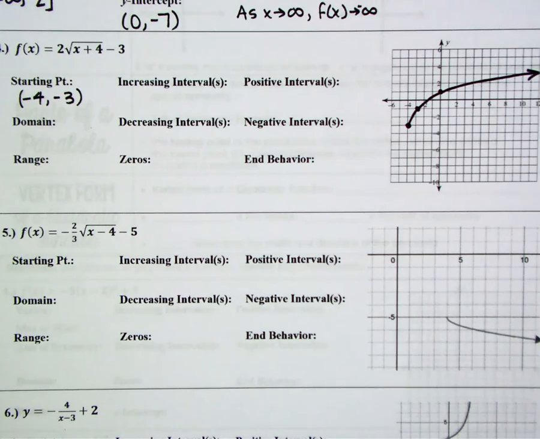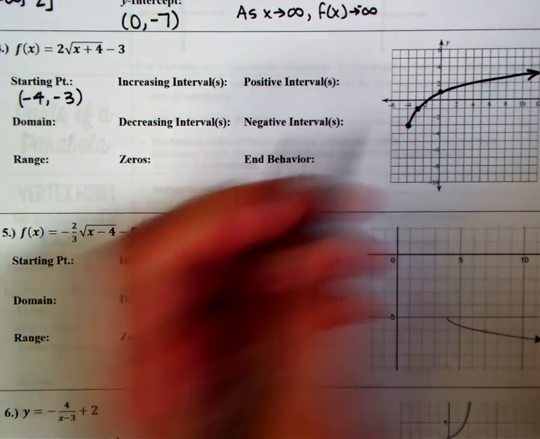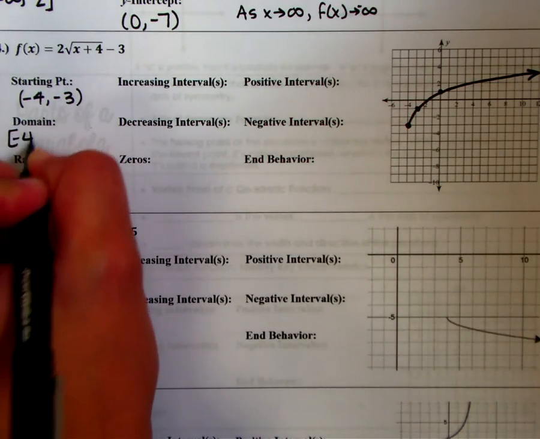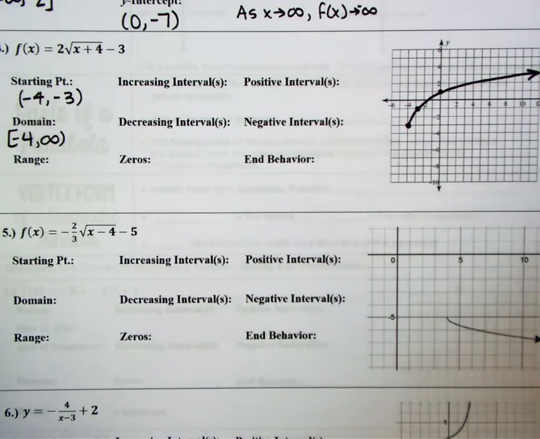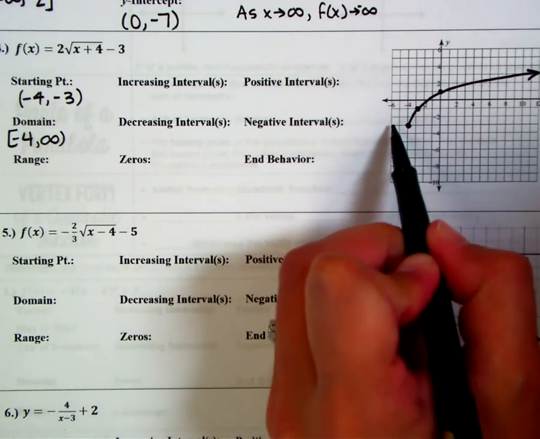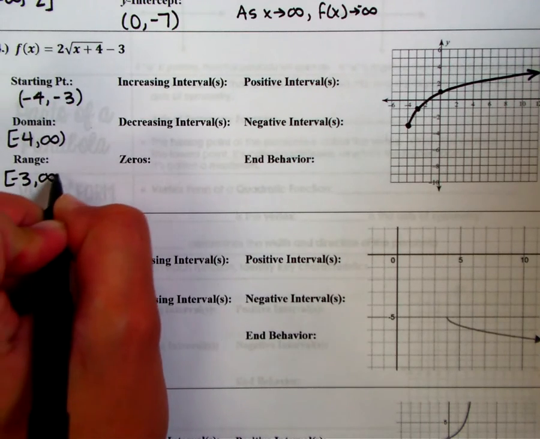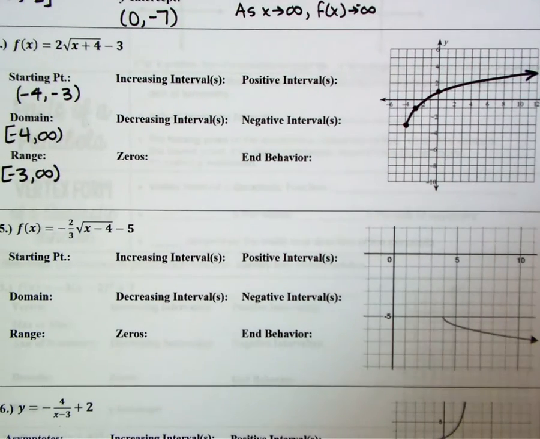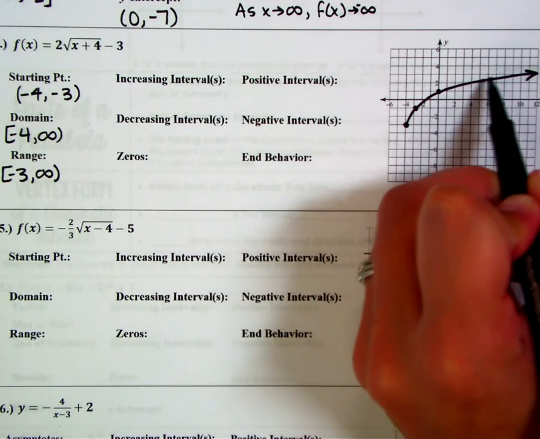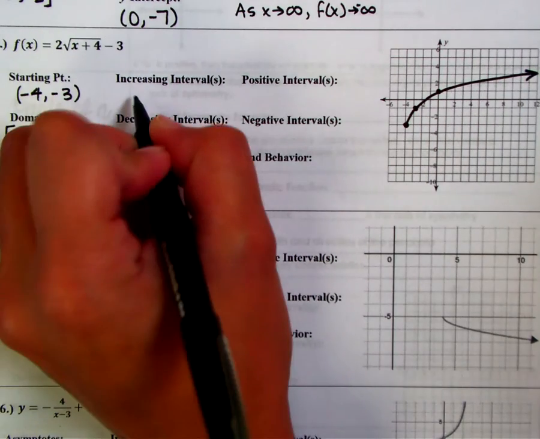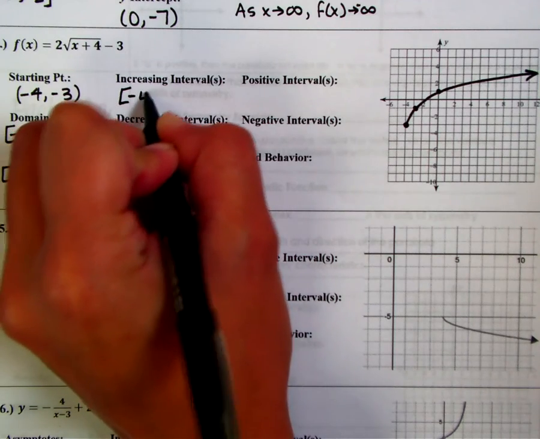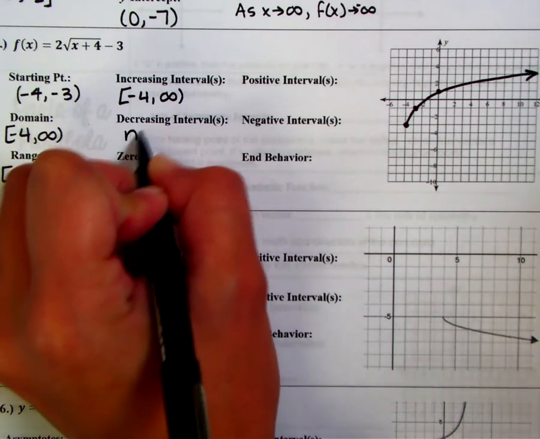And so my domain is left to right. The left of my function is at -4, and it continues on forever in the right. My range is bottom to top. The bottom of my function is -3, and it continues forever in the positive direction. It goes up forever. This entire function, if I trace it from left to right, is going uphill, so it's going to increase the same as my domain, and it never decreases.